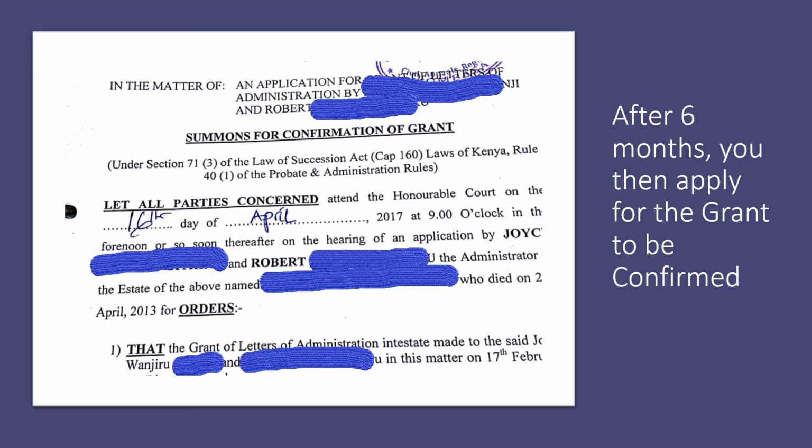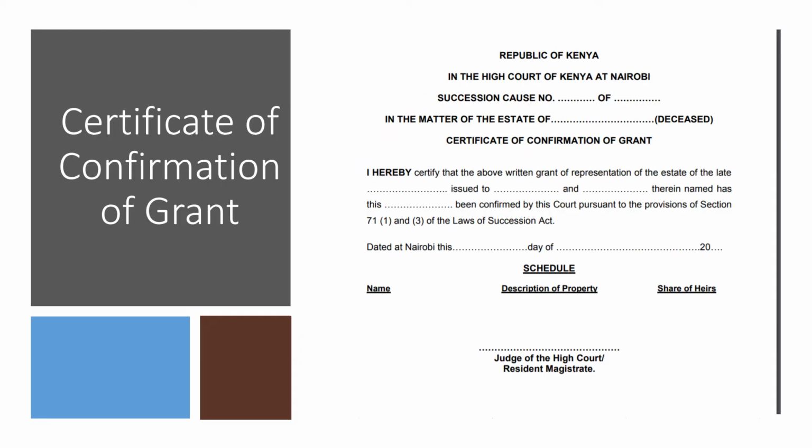And for it to be confirmed, she needs to apply. It's called summons for confirmation of grant. So your lawyer will still have to do this process for you. And it's a simple application. You can see it here, they're asking for orders that the grant of letters of administration intestate made to so and so be confirmed. It's a really straightforward situation. And then this is what you get in the end. You get a certificate of confirmation of grant. And that's it. You're done.